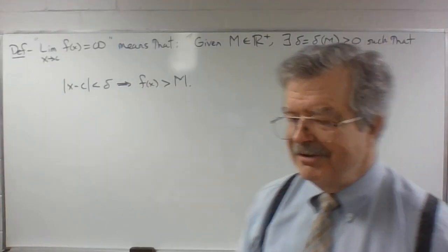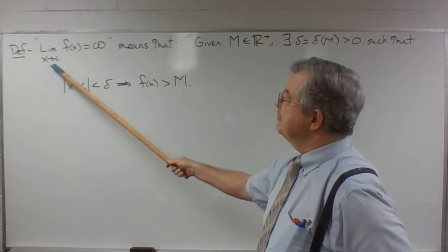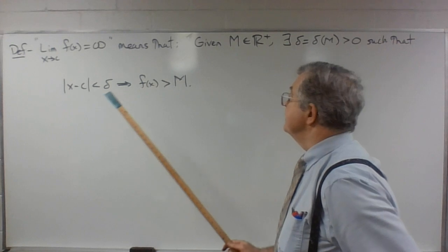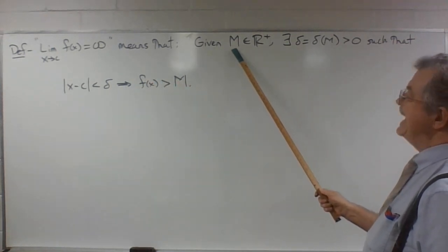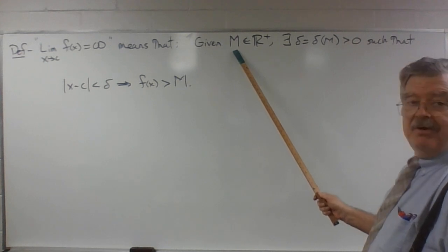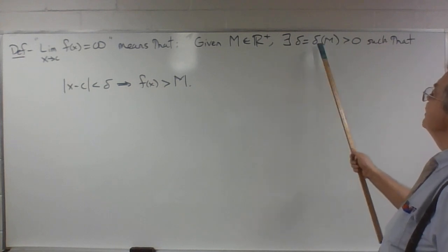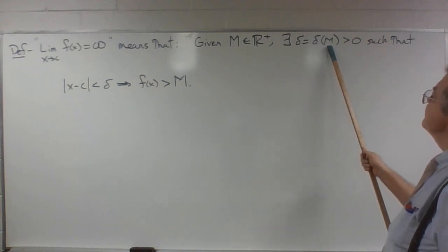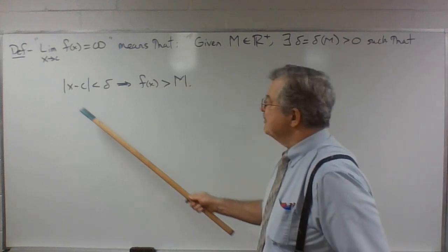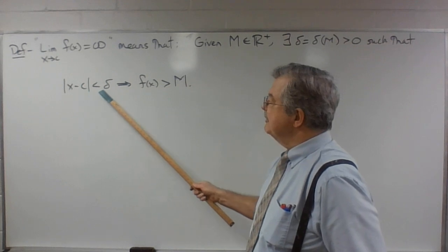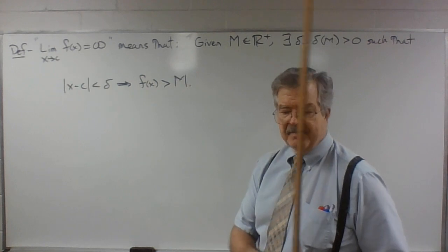Okay, here's the precise formulation. The limit of f(x) as x approaches c equals infinity means that given a positive real number M, and we're assuming this is a gigantic real number, there exists a delta, where delta is a function of M, greater than 0, such that |x - c| < delta implies f(x) is greater than M.